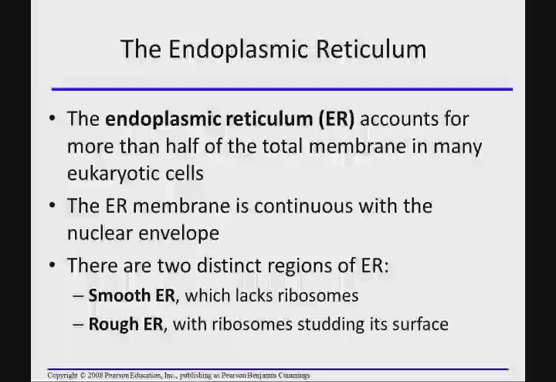Now, there is some terminology that comes with the ER, and that specifies which type of ER we're talking about. So more than half of the total membranes in the eukaryotic cell are the ER, the endoplasmic reticulum. So that suggests that it's very important. Now, it's continuous with the nuclear envelope, and there are two distinct regions of the ER. There's the smooth ER, which is not going to have ribosomes attached to the surface, and then there's the rough ER, which is going to be studded with ribosomes, hence making it rough.